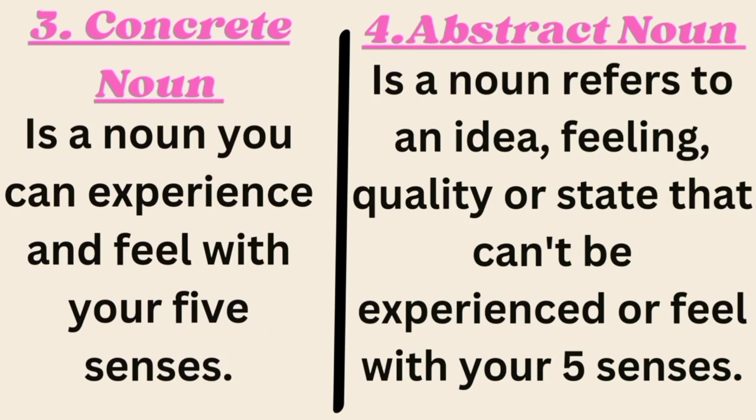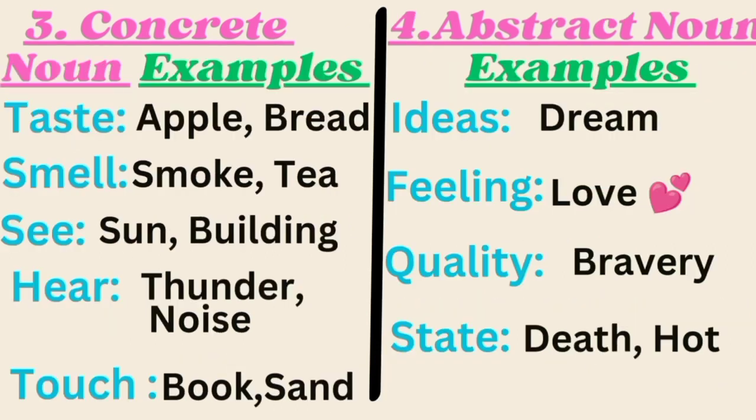Concrete noun is a noun you can experience and feel with your 5 senses. Abstract noun is a noun that refers to an idea, feeling, quality, or a state that can't be experienced or felt with your 5 senses. Concrete noun examples: taste, apple, bread; smell, smoke, tea; see, sun, building; hear, thunder, noise; touch, book, sand. Abstract noun examples: ideas, dream; feeling, love; quality, bravery; state, depth, hot.